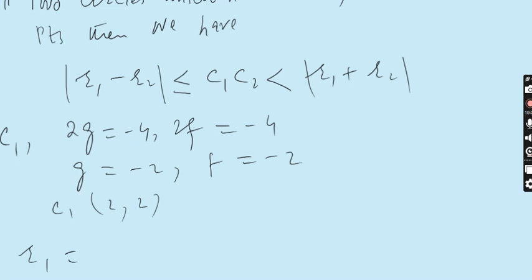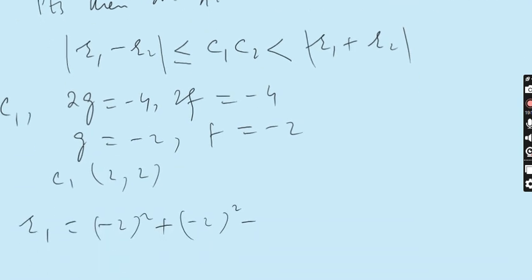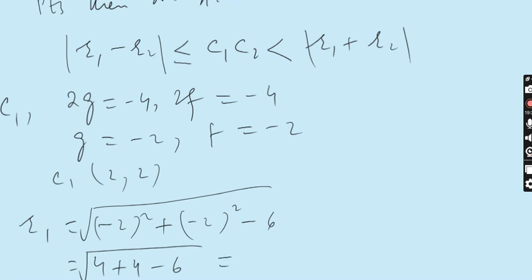Now the radius R1. The radius formula is root of g square (minus 2 square) plus f square (minus 2 square) minus c. What is the constant term of circle C1? Plus 6, so minus 6. Four plus 4 minus 6: 4 plus 4 is 8, 8 minus 6 is 2. So R1 is root 2.